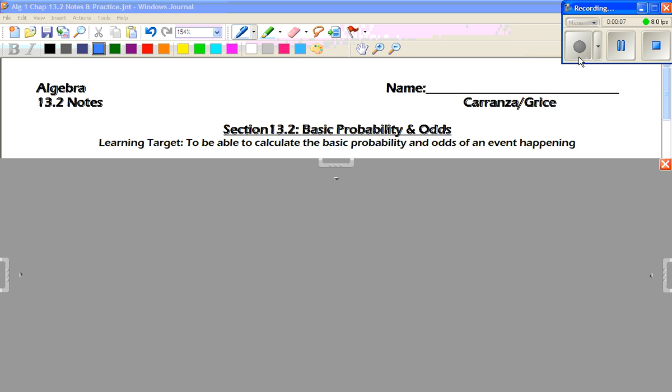Today we're talking about basic probability and odds. Our learning target today is to be able to calculate the basic probability and odds of an event happening. So, let's go ahead and get started.